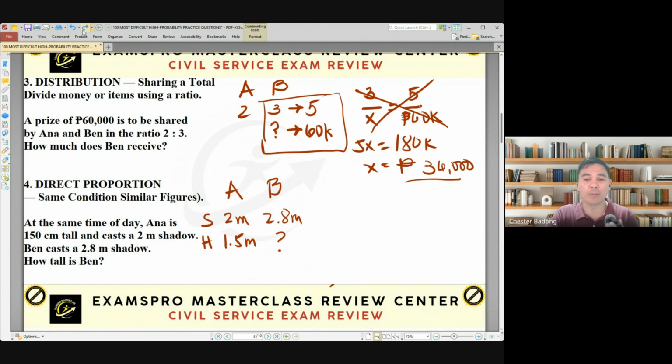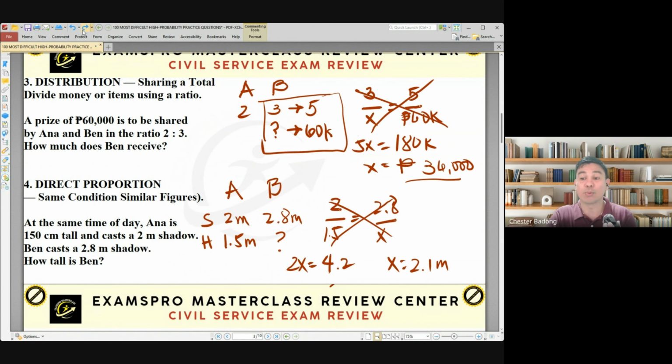Pwede na po tayong gumawa ng equation. 2/1.5 is equals to 2.8 over x. Cross multiply, 2x is equals to 4.2. x is equals to 2.1 meters po. Okay, check ko yung lahat. Meters yung unit. Equivalent po yan sa 210 centimeters.